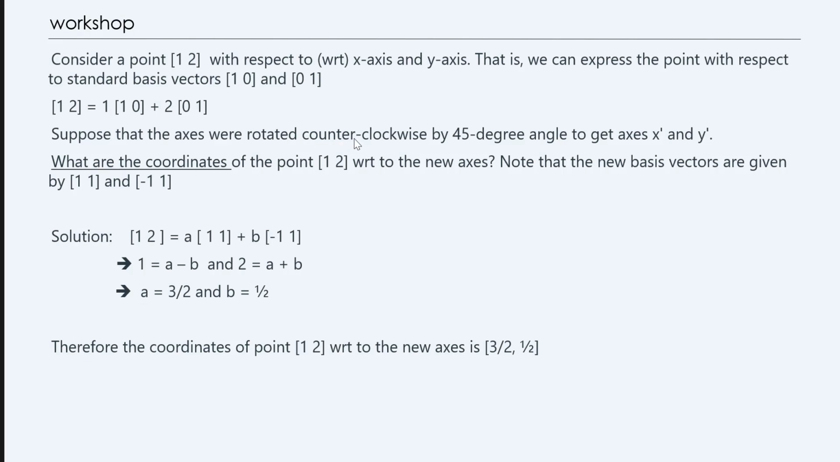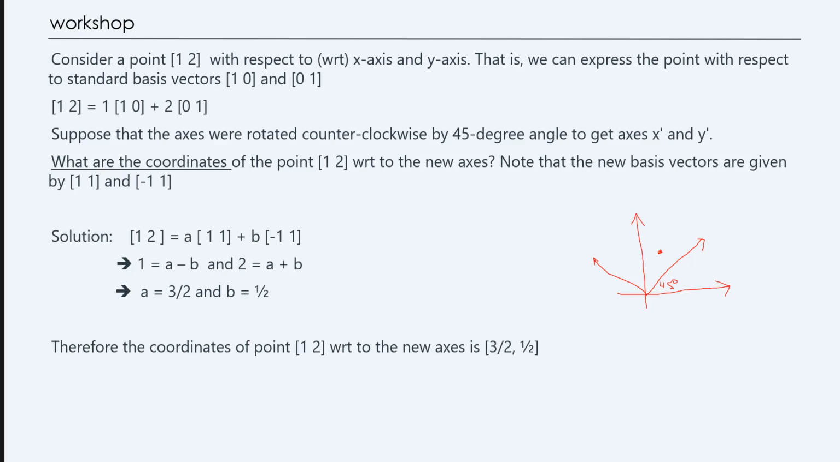Suppose that the axes are rotated counterclockwise by a 45-degree angle to get the axes x prime and y prime. Let me just draw it here to slow it down. So we have the original axes here, and then you rotate them by 45 degrees counterclockwise, so you get new axes here. So this is 45 degrees. Okay, so the thing is that this point (1, 2) exists somewhere here.